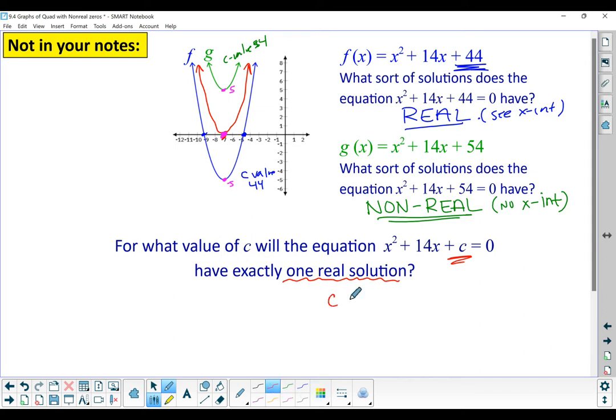So in this case, we want our c value to be 49. That's halfway between 44 and 54. And that's going to put that vertex right on the x-axis.